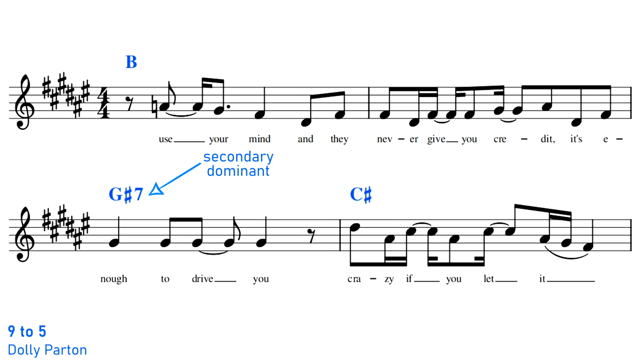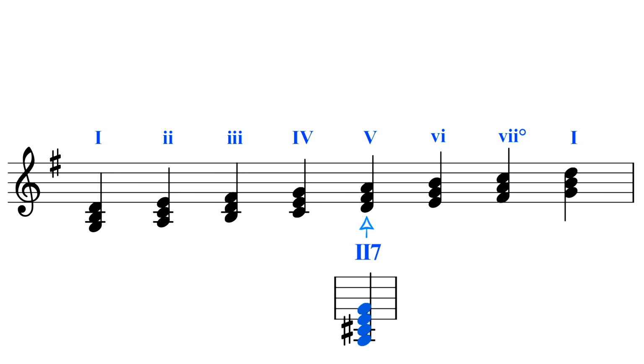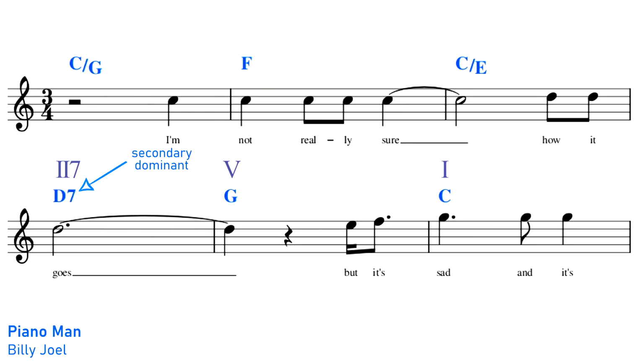Just like the previous secondary dominant chord we were looking at, this is a really common chord choice that we can find in a wide variety of songs. It's used here in Billy Joel's Piano Man.